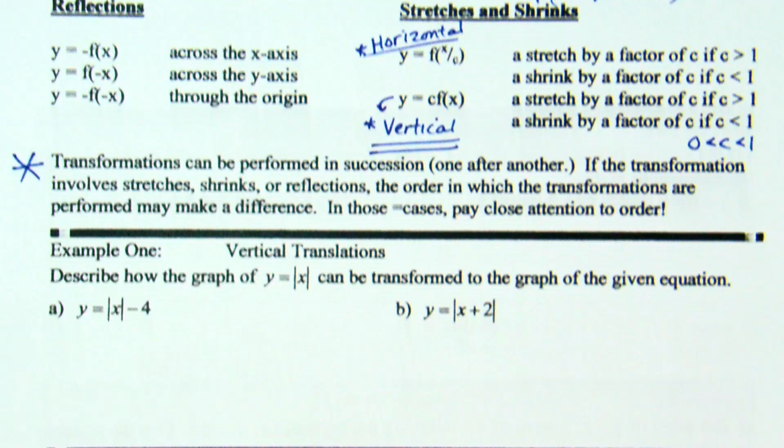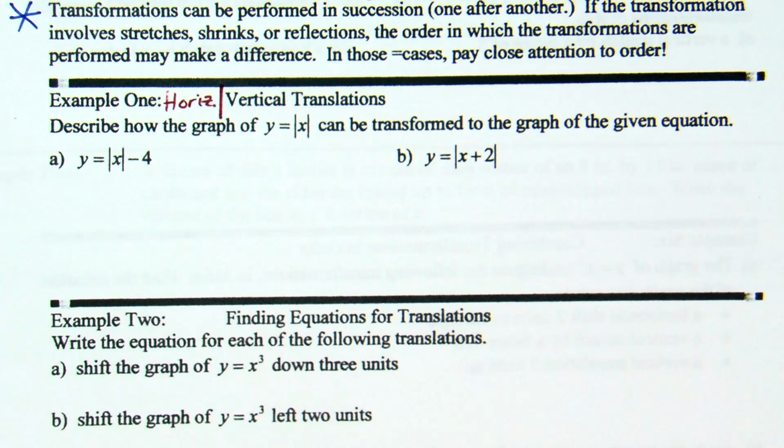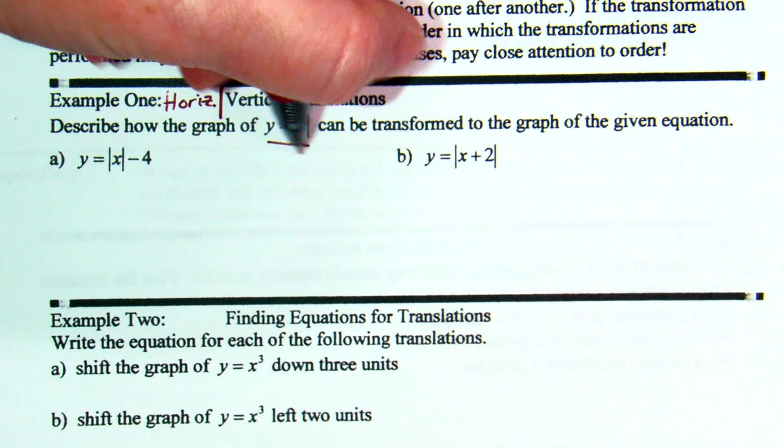Okay, let's look at a few of these. Example 1 is about vertical translations. Kind of gives it away there, but describe how the graph, actually this should not say just vertical. This section is horizontal and vertical translations. Describe how the graph of y equals absolute value of x can be transformed to the graph of the given equation. So y equals absolute value x is what I would call the parent function, if you remember that terminology, the basic function.